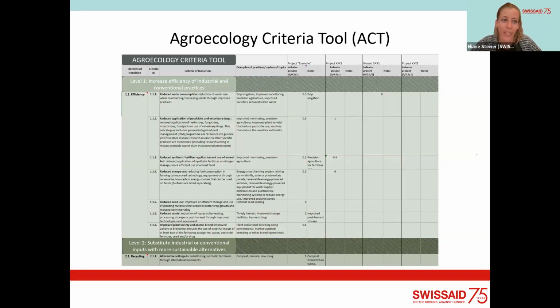Maybe you have been wondering already. So ACT is an Excel tool, very similar to BACT. And you can see that for every element of agroecology, there you have different criteria or indicators. And then you rate every indicator if this is something you considered in the design of your project or not. There are 62 criteria in total. And then in every column, you can rate different projects.